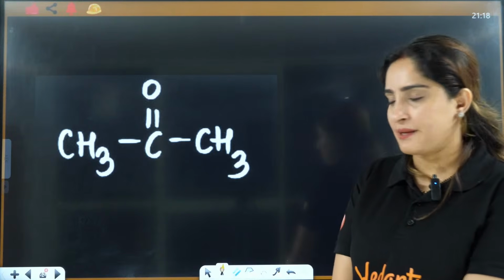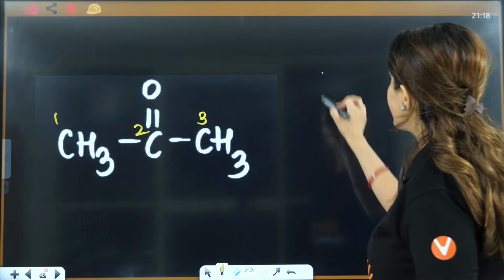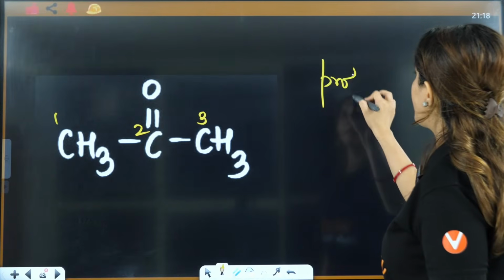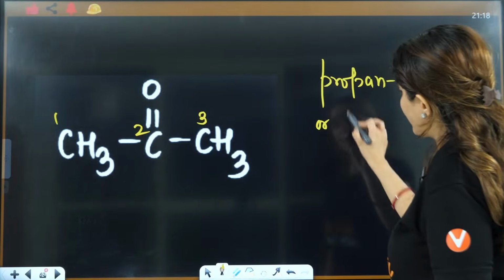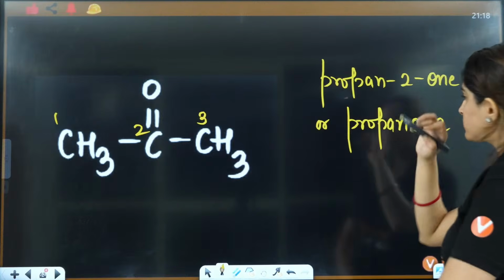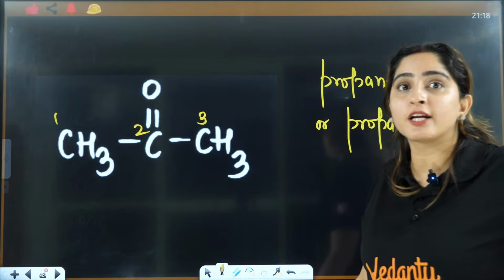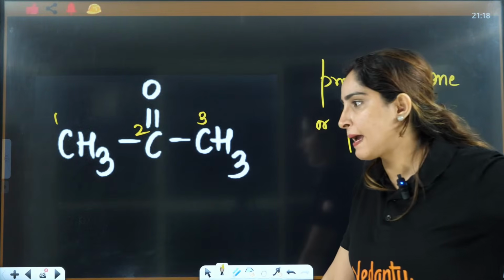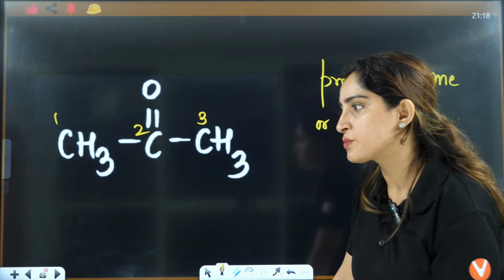Now in this case, C, here it is 1, 2, 3. This is pentane, pentane I am writing, this is propane 2-one, or I can also write it as propanone. But ma'am, just now you told us that you need to mention the double bond O position. Ma'am, here you are not mentioning, right? Why not on first position?